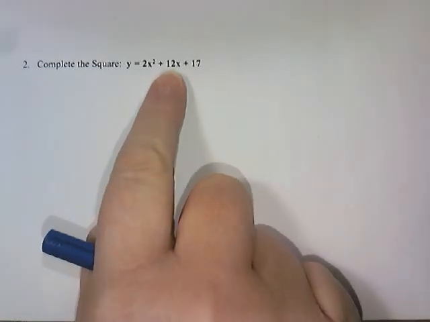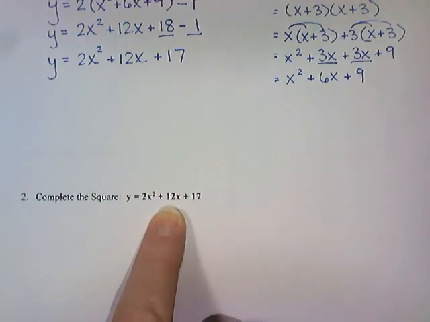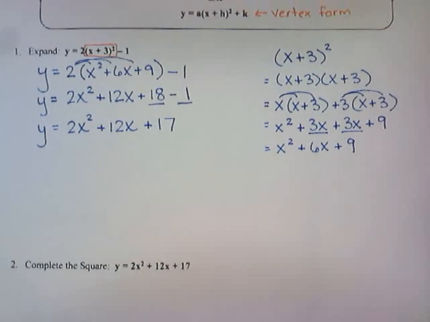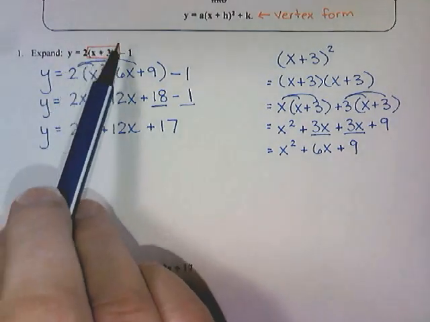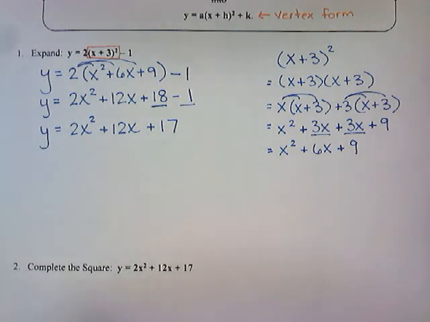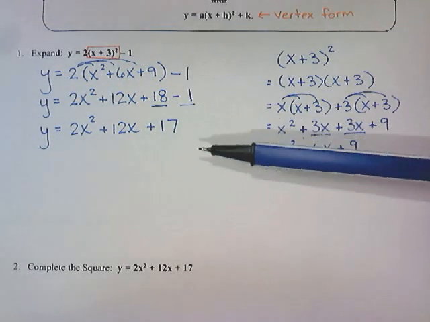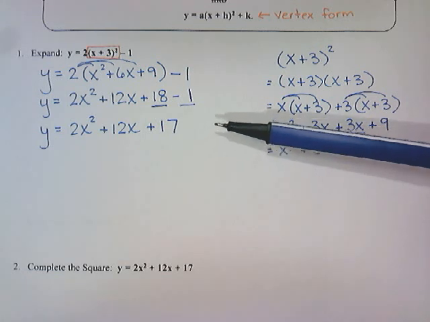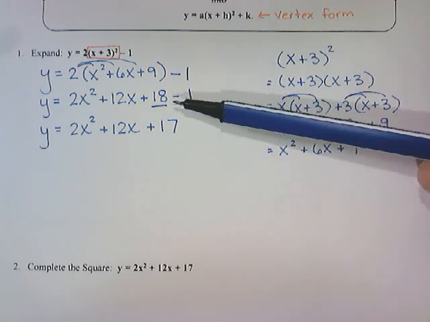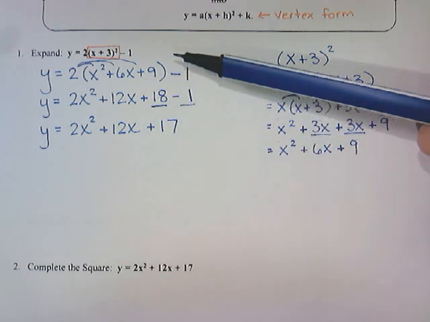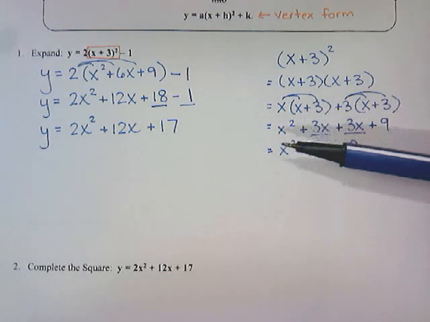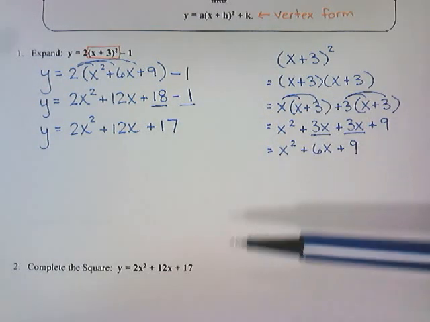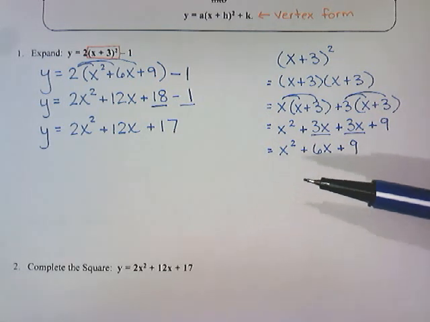And you might notice that this equation here is the answer that we got when we multiplied out y equals 2 times x plus 3 squared minus 1, right? So I planned that so that we can try to see if we can follow some steps to work backwards to figure out how to take standard form and turn it into vertex form. Some of the steps are fairly straightforward. Some of the steps are a little bit complicated.